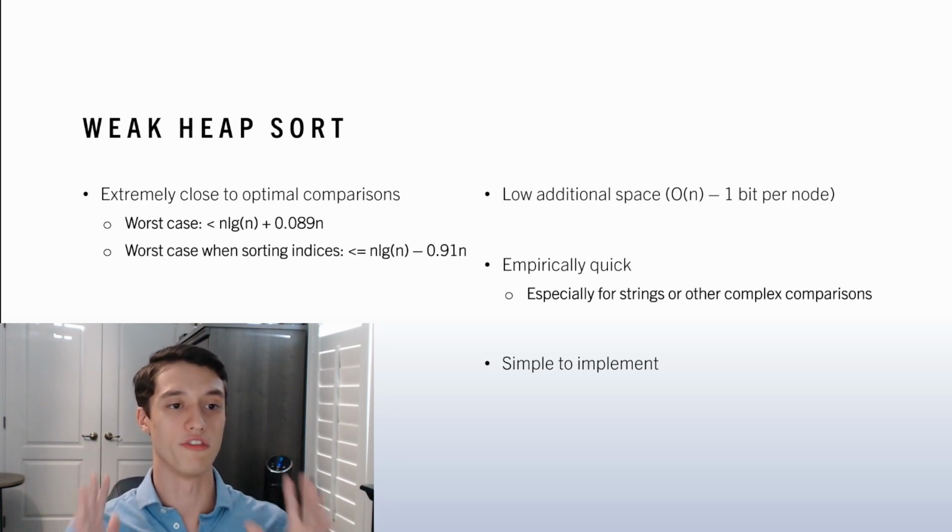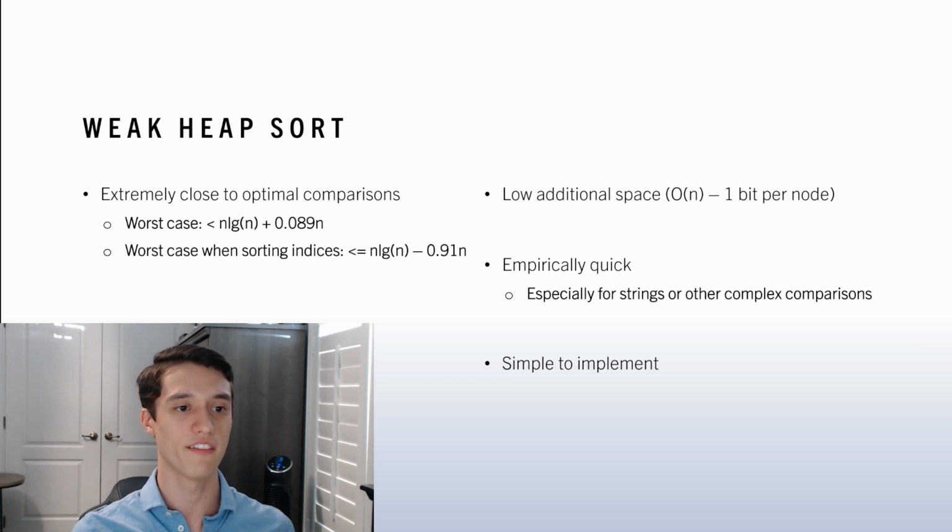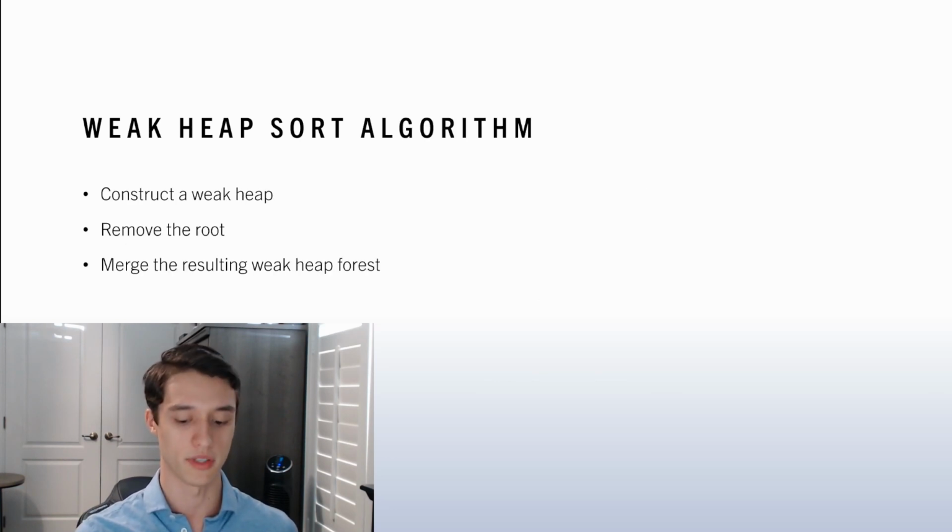Now, what's very special about weak heaps is that they have a very, very efficient sort mechanism. So we have extremely close to optimal comparisons, right? That's a pretty good worst case. Worst case in sorting indices, you do that in databases and stuff like that. It is constant optimal: n log n plus 0.089n. It has very low additional space, only 1 bit per node, order n. It's empirically quick, even for things like integers, but especially for strings and other things that take complex comparisons. And it's pretty simple to implement.